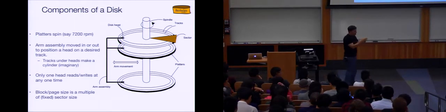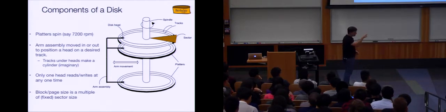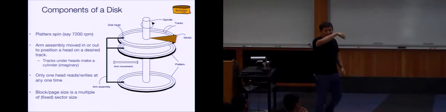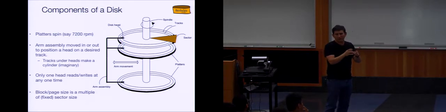There's this arm assembly that is usually on a pivot, and it moves in and out on the disk drive like a turntable tone arm. And it has to position itself on one of these concentric tracks on the disk drive. And actually, some disk drives have a spiral, and some have concentric tracks. You might as well just think of them as being concentric. That's fine.